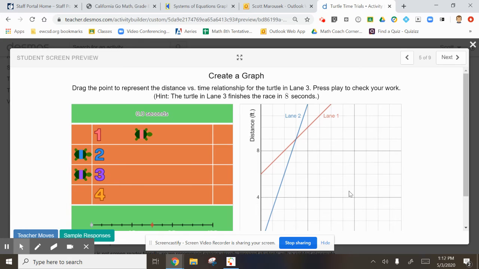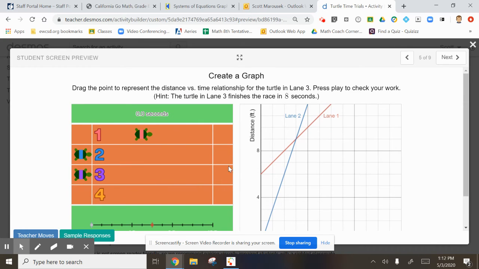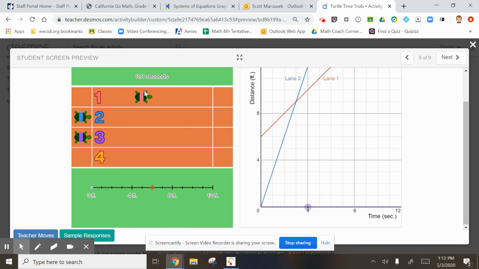Next screen. So now it wants you to go ahead and drag the line, because this is the line for the red turtle. This is the line for the blue turtle. And notice about the red turtle again. It got a head start, didn't it? And look where it is on the y-intercept. Make that connection. Where is lane 3 starting? Well, lane 2 started at 0. Where's lane 3 starting? At 0 as well.